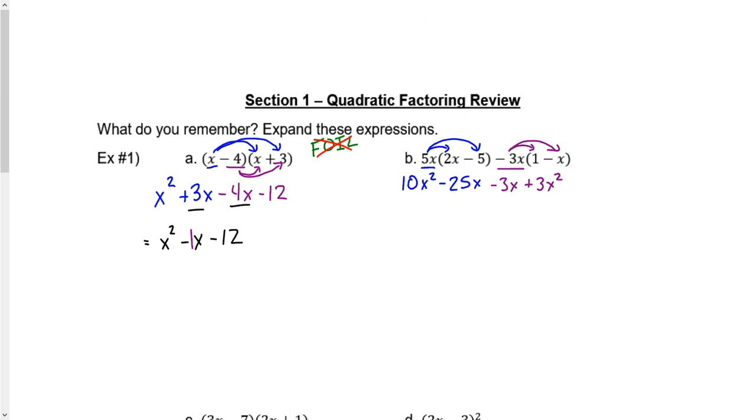And just like in the last one, we combine our like terms. In this one, though, we have things that are the same and things that are the same. Now, even though I have this in yellow, I'm going to put it in black because seeing yellow on screen is really difficult. But 10x squareds adding 3x squareds does give us 13x squareds. Negative 25x subtracting 3x is a negative 28x. And there's those two.